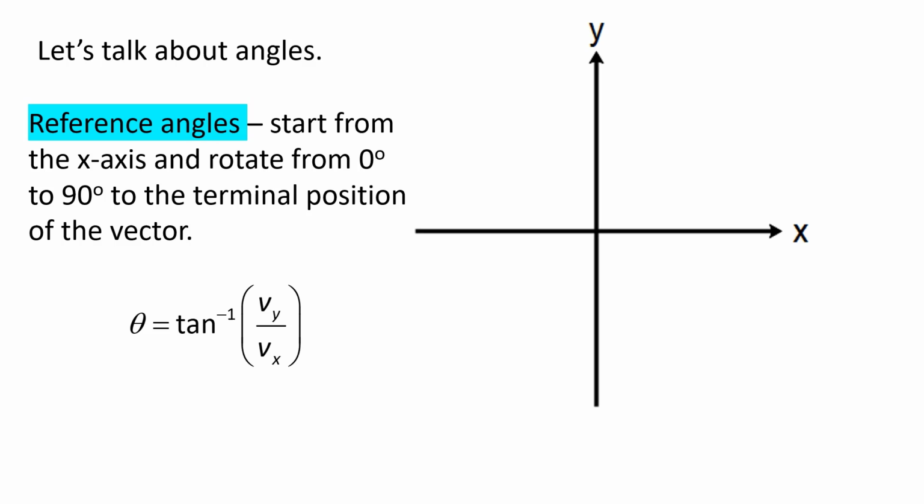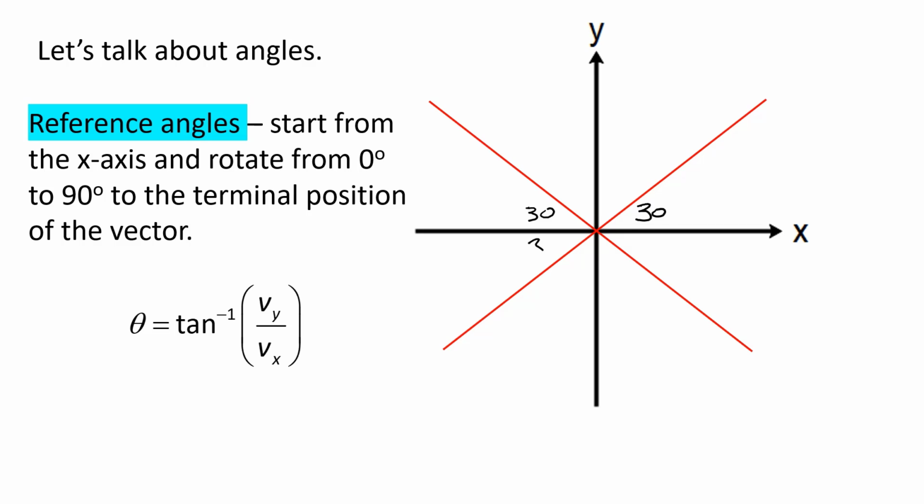Now reference angles only go from 0 to 90, and they describe the terminal position of the vector in a certain quadrant. This is probably best taught by example. Let's take, for example, four 30-degree reference angles. So I'm measuring the angle from the closest x-axis to the vector. I'm going to call these my vectors.